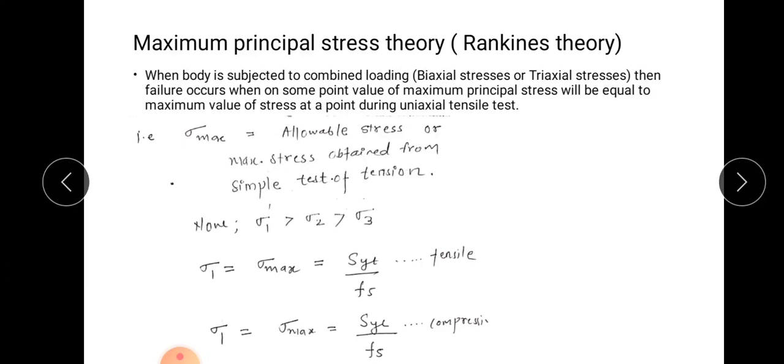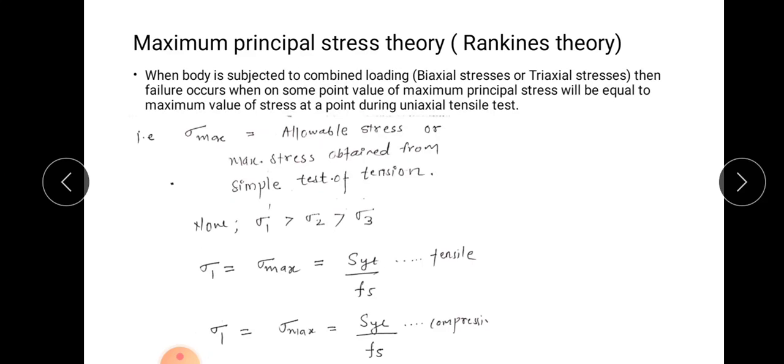So let us say that sigma x is equal to the allowable stress, or the maximum stress which is obtained from the simple test of tension, right? So this is the maximum value, and let us say that sigma 1 is greater than sigma 2 greater than sigma 3. So sigma 1 is the maximum principal stress. So the theory says that sigma 1 is equal to sigma max, that is, sigma max is equal to SYT. So sigma 1 is equal to SYT for tensile and sigma 1 is equal to SYC for compressive. This is what the maximum principal stress theory has to say.